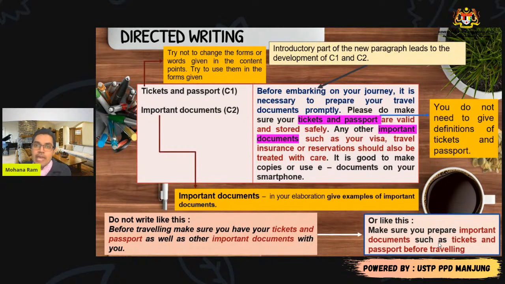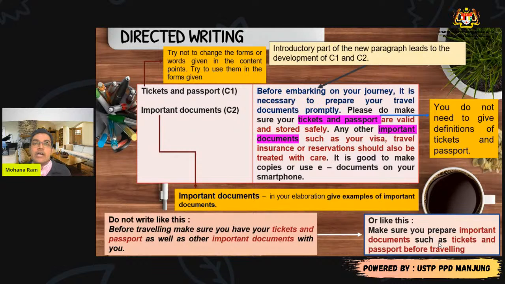Now, as much as you can, try to elaborate each point separately. You can link them, for example, it is linked here, but I have a separate elaboration for ticket and passport. Please do make sure your tickets and passport are valid and stored safely. One point. Next point, any other important documents such as your visa, travel insurance, or reservation should also be treated with care. This is one way of doing it.